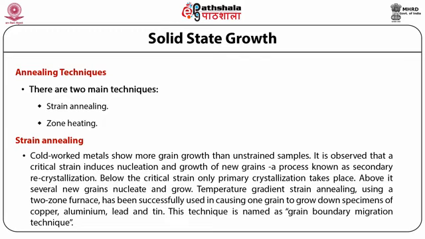Temperature gradient strain annealing using a two-zone furnace has been successfully used in causing one grain to grow down specimens of copper, aluminium, lead, and tin. This technique is named as grain boundary migration technique.